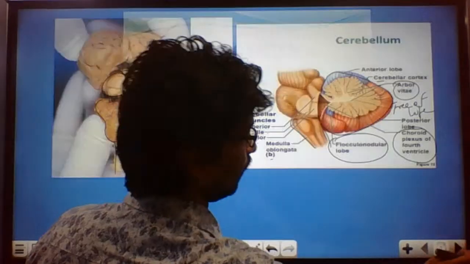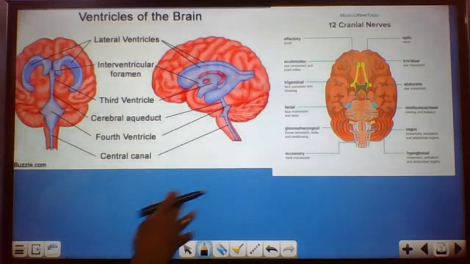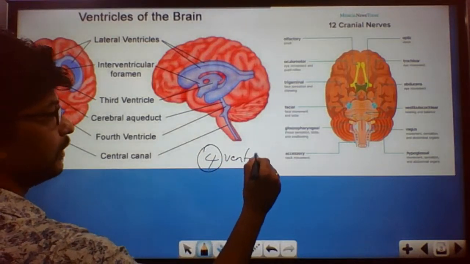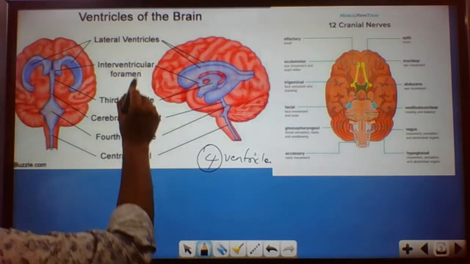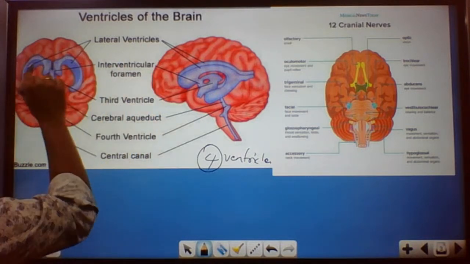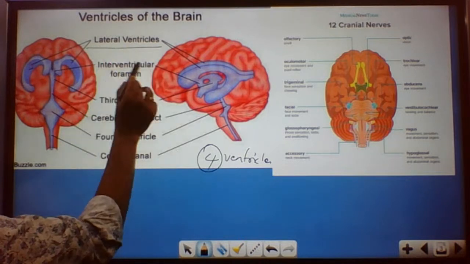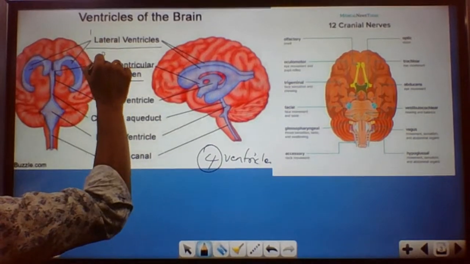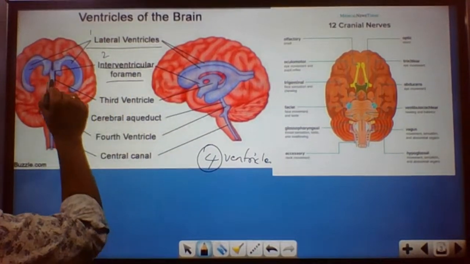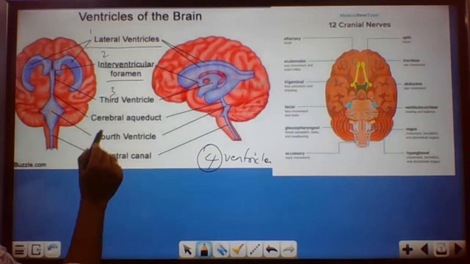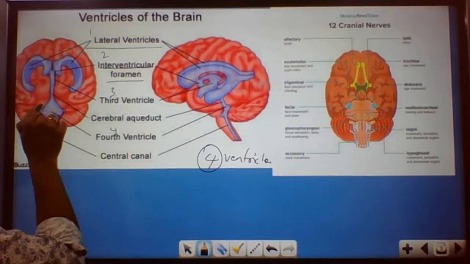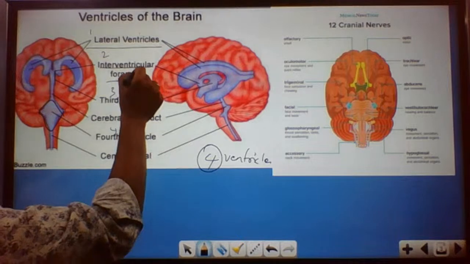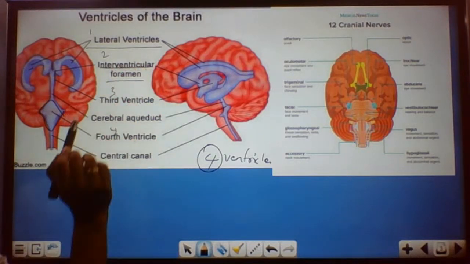Okay, fine. Coming to the next part, the ventricles of the brain. As I already told you, there are four ventricles that you could see in humans. We have the lateral ventricle. So this is the lateral ventricle. On the lateral sides we have lateral ventricle one, and the interventricular foramen. This is the interventricular foramen. Then we have the third ventricle, and at last we have the fourth ventricle. So four ventricles are present in the brain: lateral ventricle, interventricular foramen, third ventricle, and the fourth ventricle.